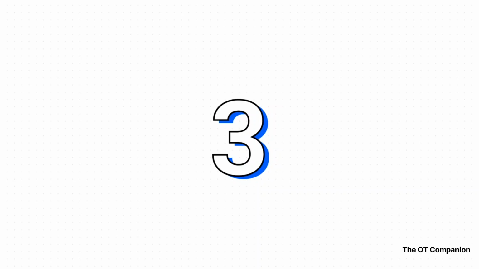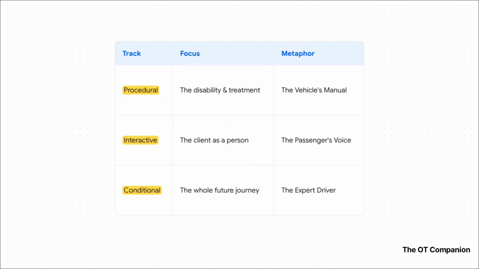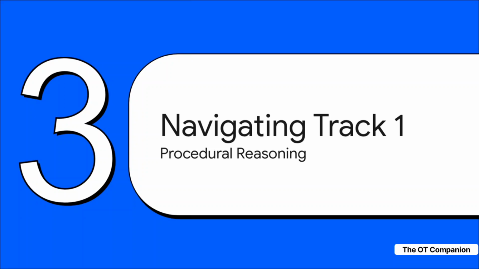Let's take a look. Okay, so here's a quick look at the 3 tracks. First up, you've got procedural reasoning. Think of this as the vehicle's manual. It's all the technical, nitty-gritty stuff about the disability and the treatment. Then there's interactive reasoning. This is all about listening to the passenger's voice, really seeing the client as a person. And finally, conditional reasoning. This is where you become the expert driver, putting it all together to see the whole journey ahead.